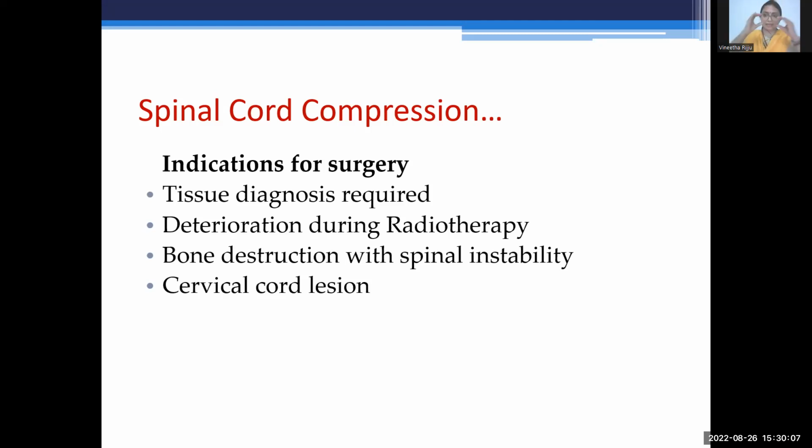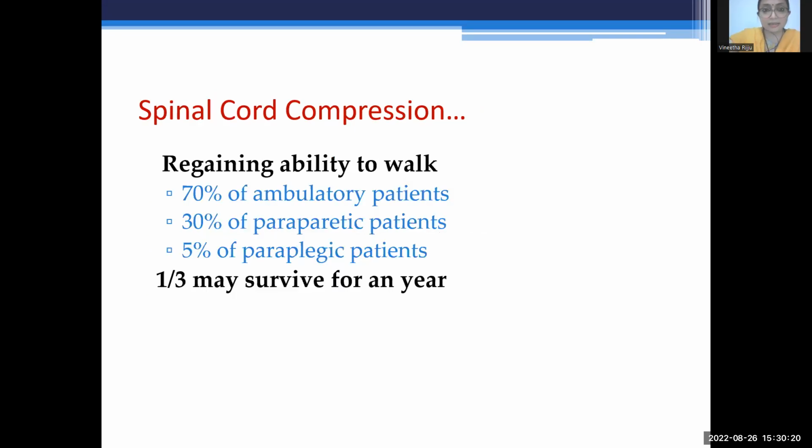So if it is a single bone vertebral lesion, yes, and also for spinal stability, instability, surgery is indicated. And for cervical cord lesions, definitely surgery is the indication.